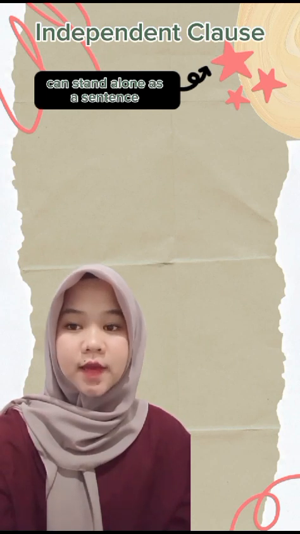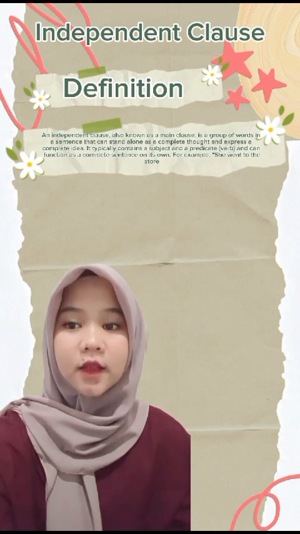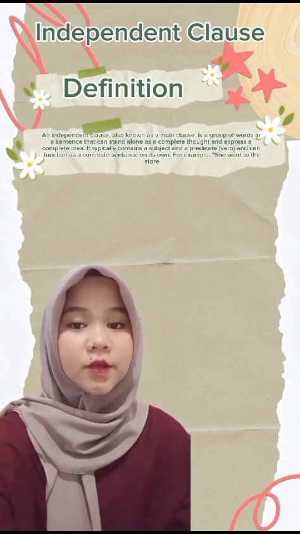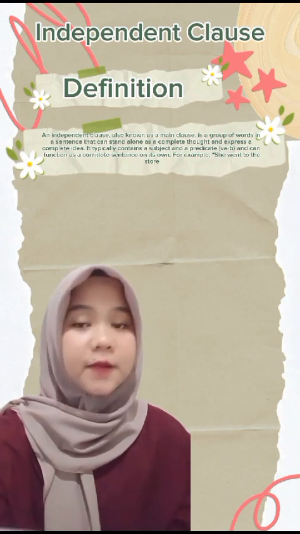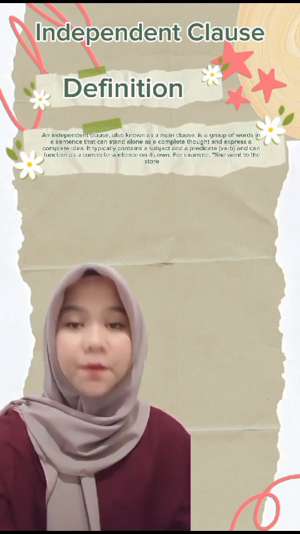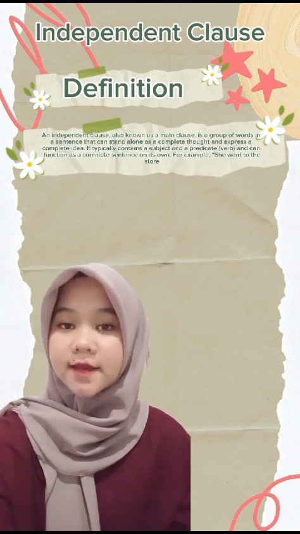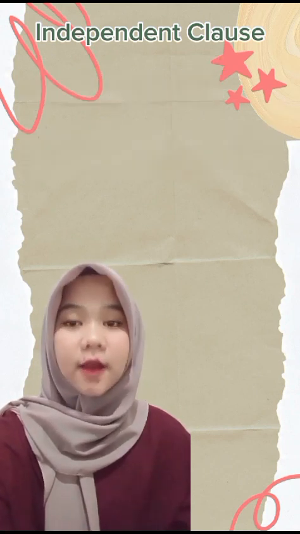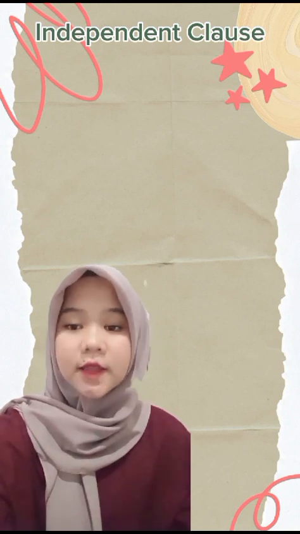Independent clause, also called a main clause, is a group of words in a sentence that can stand alone as a complete thought and express a clear and independent idea. It has a subject and predicate and does not depend on other clauses to make sense. An independent clause can be used alone as a sentence or with a dependent clause to make a more complete sentence.